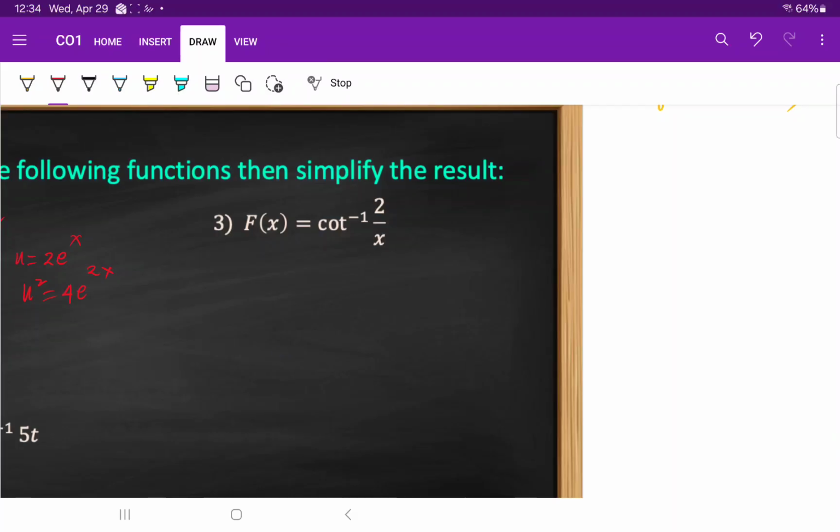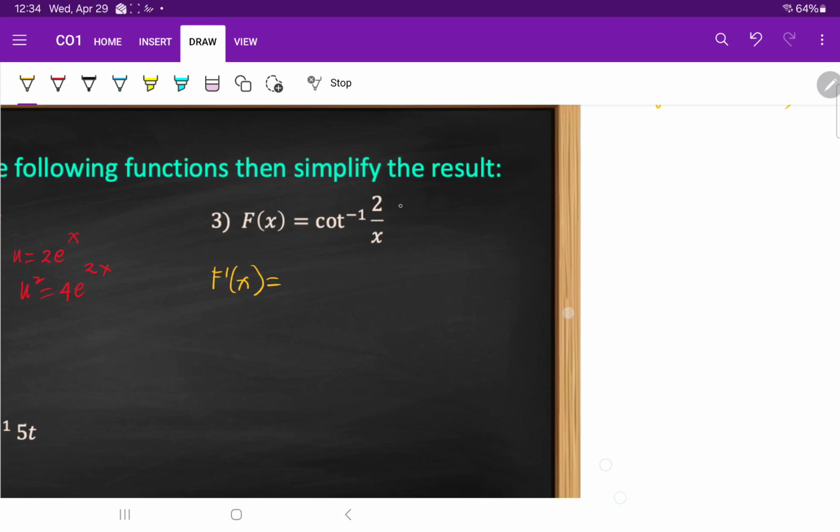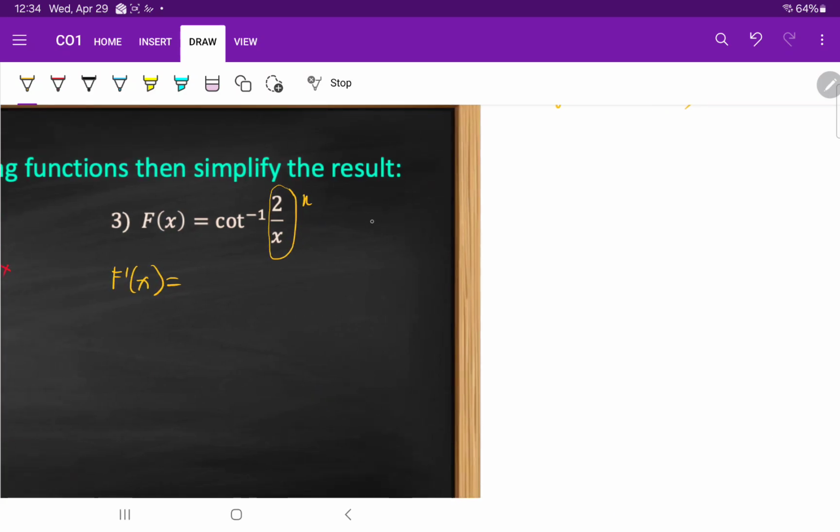So what is f prime of x? What's the formula for the derivative of arc cotangent? So we write, we have f prime of x equals, here this is u. So write the derivative of arc cotangent. What's the derivative of arc cotangent? Derivative of arc cotangent u. That's equal to negative du dx over 1 plus u squared.